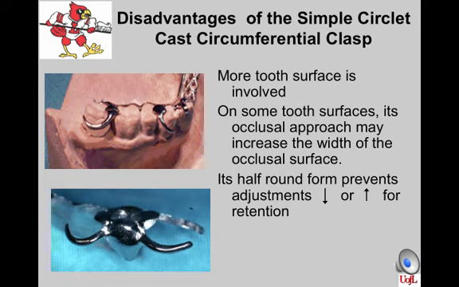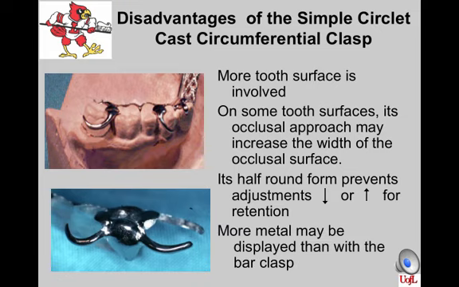Adjustments in the retention given by the cast circumferential may need to be made by moving the clasp terminus cervically into an angle of cervical convergence or occlusally into a lesser undercut. Cast Cs are not easily changed because they are half round in shape. True adjustment of the cast C clasp in an occlusal gingival direction is almost impossible. And lastly, more metal may be displayed by the cast circumferential than you would find with the bar clasp.